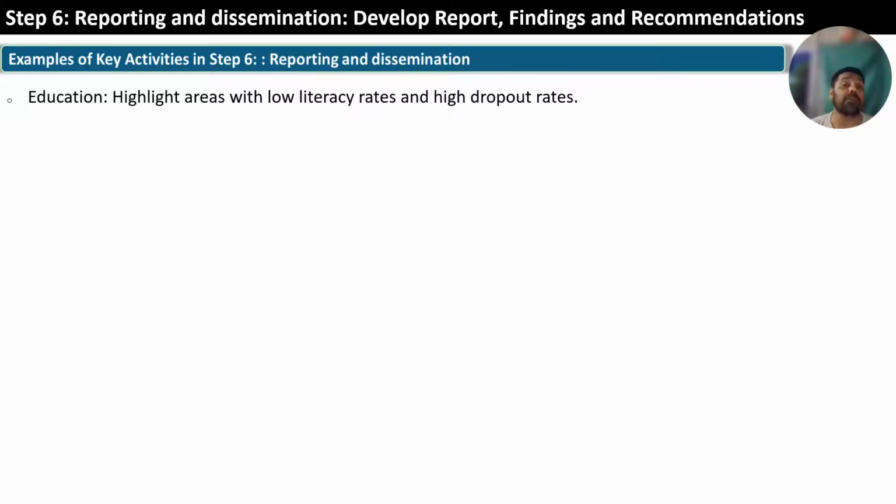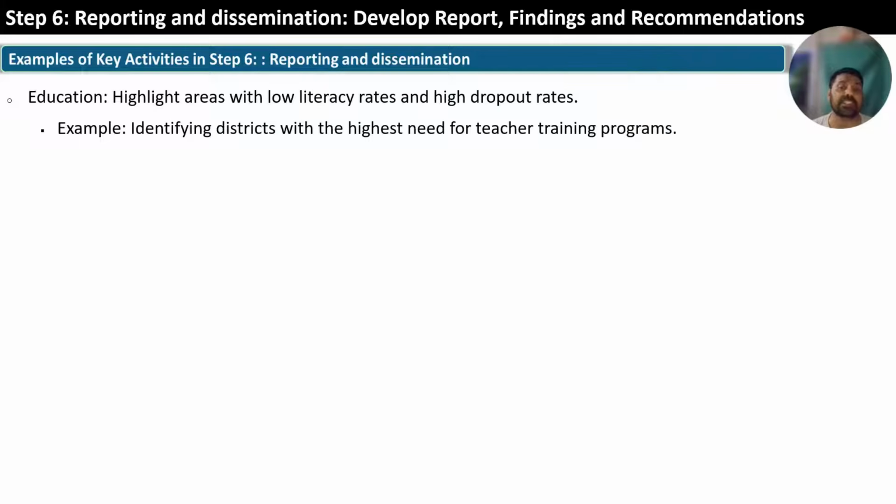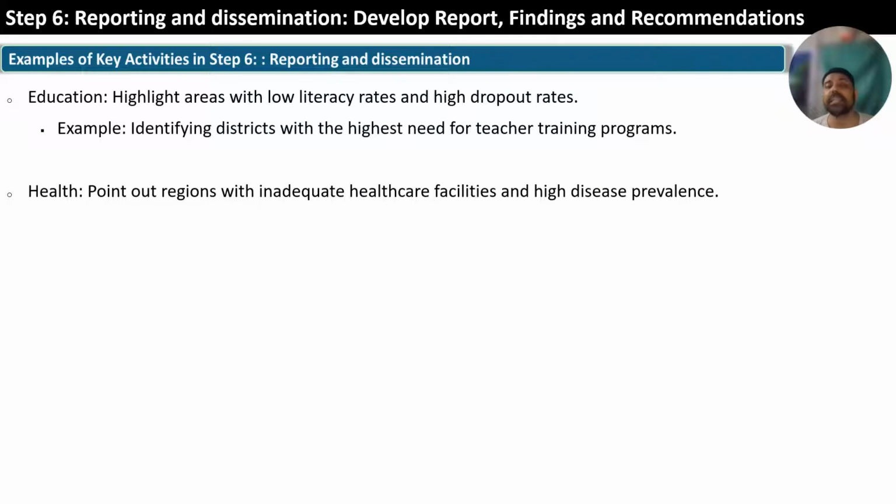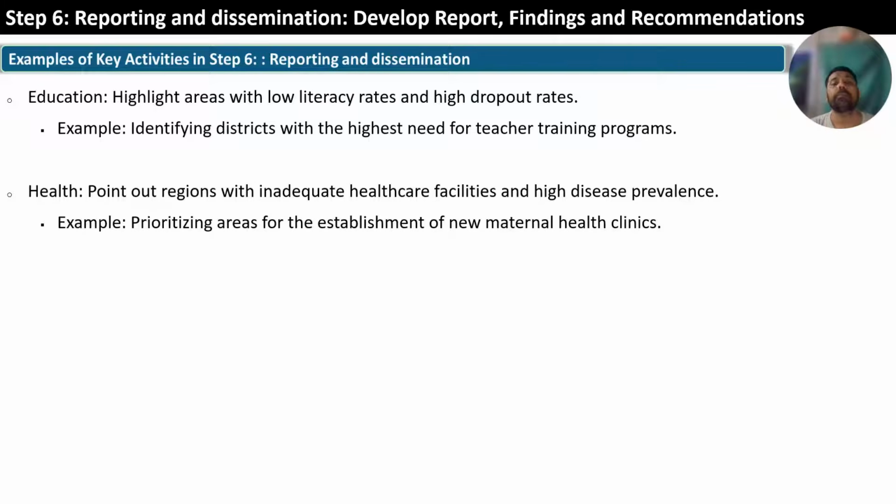For example, if you are working on a report for education, you will need to highlight areas with low literacy rates and high dropout, identifying districts with the highest need for teacher training programs. In health, we will need to point out regions with inadequate healthcare facilities and high disease prevalence, for example, prioritizing areas for the establishment of new maternal health clinics.